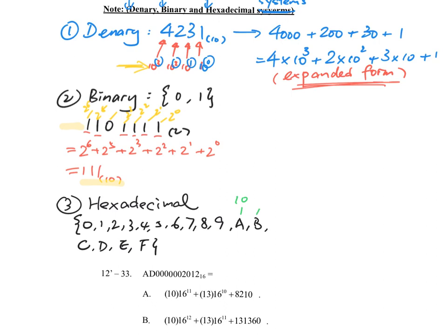So remark here, A means 10, B is 11, C is 12, D is 13, E is 14, and F is 15. So these are the 16 symbols we can use for hexadecimal numbers.